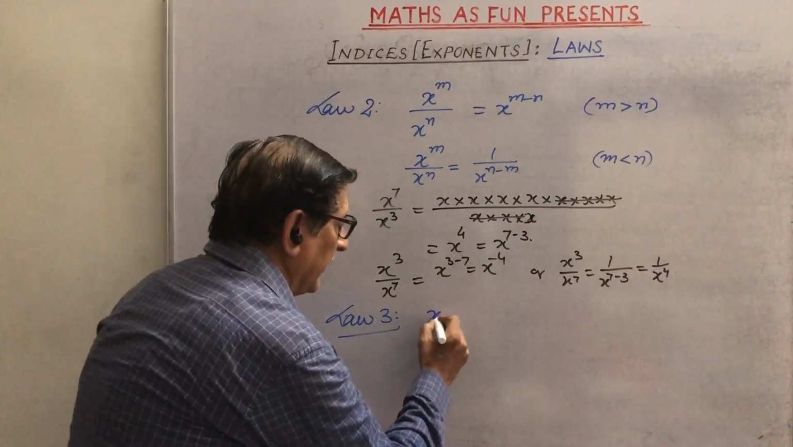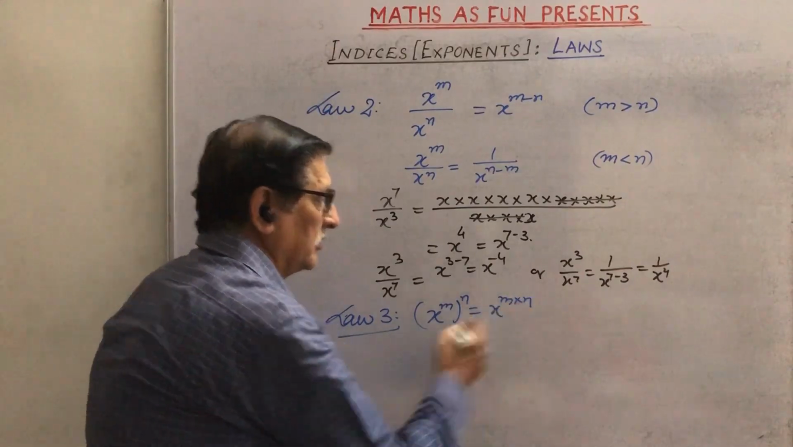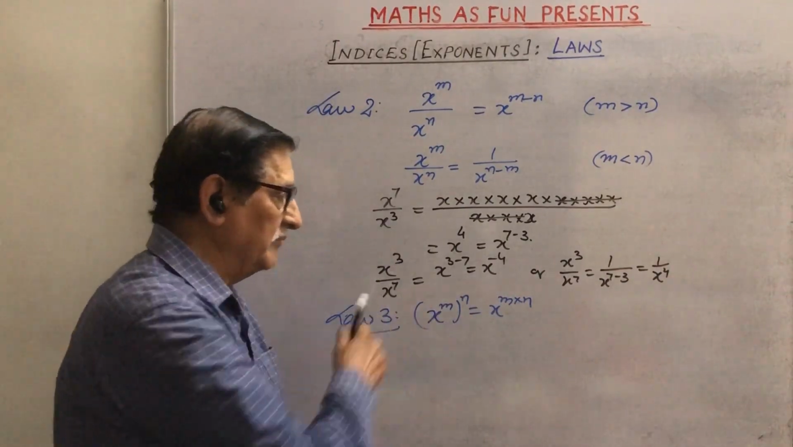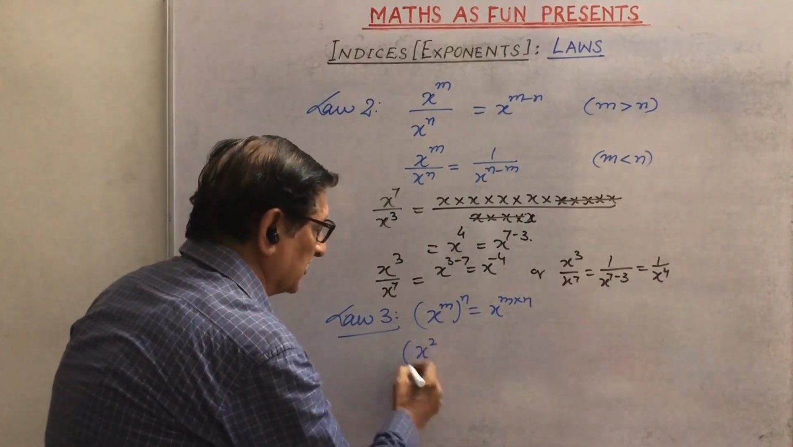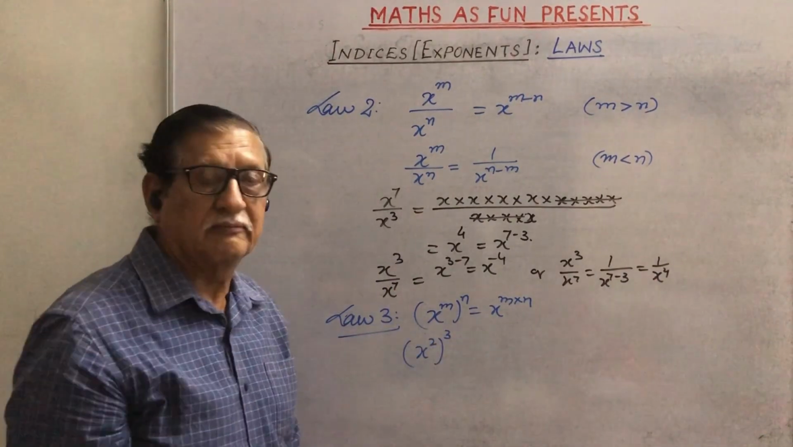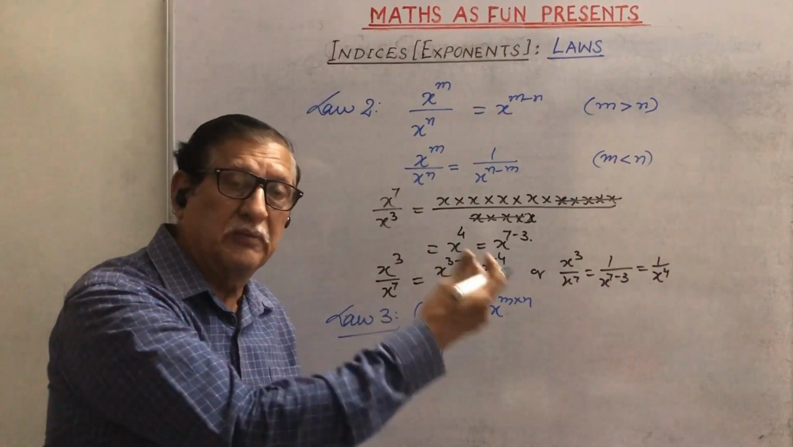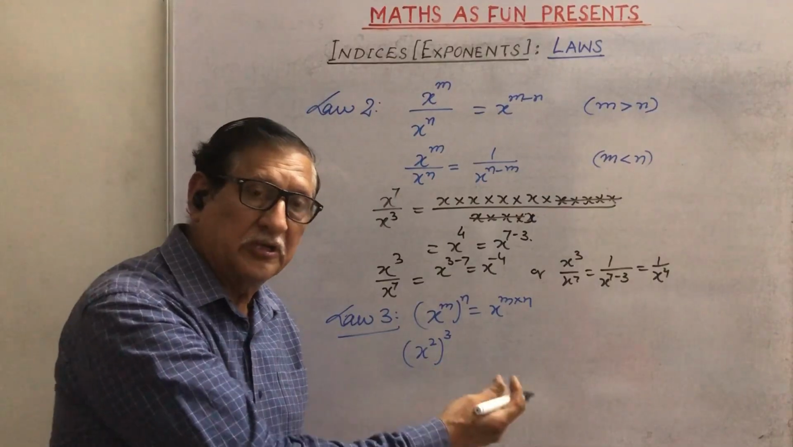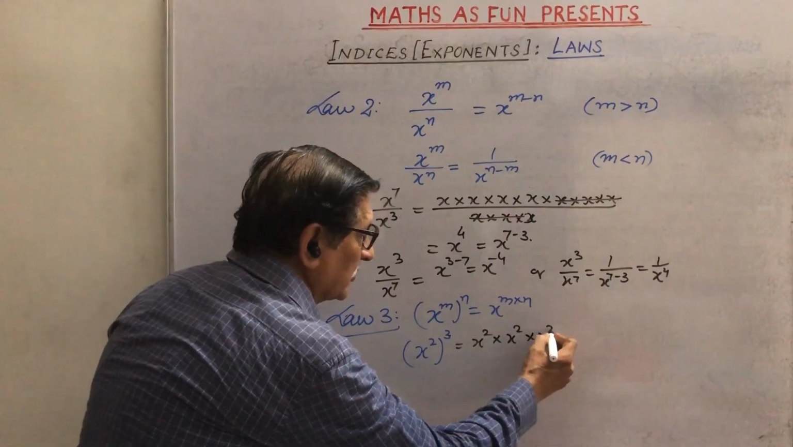Now law 3 or the third law, that states x power m whole power n can be written as x to the power m into n. That is whole power of x power m. To understand this, we can take one example. Suppose it is x square whole power 3. We know whole power 3 of x square means x square is being multiplied to itself 3 times. That is x square into x square into x square.